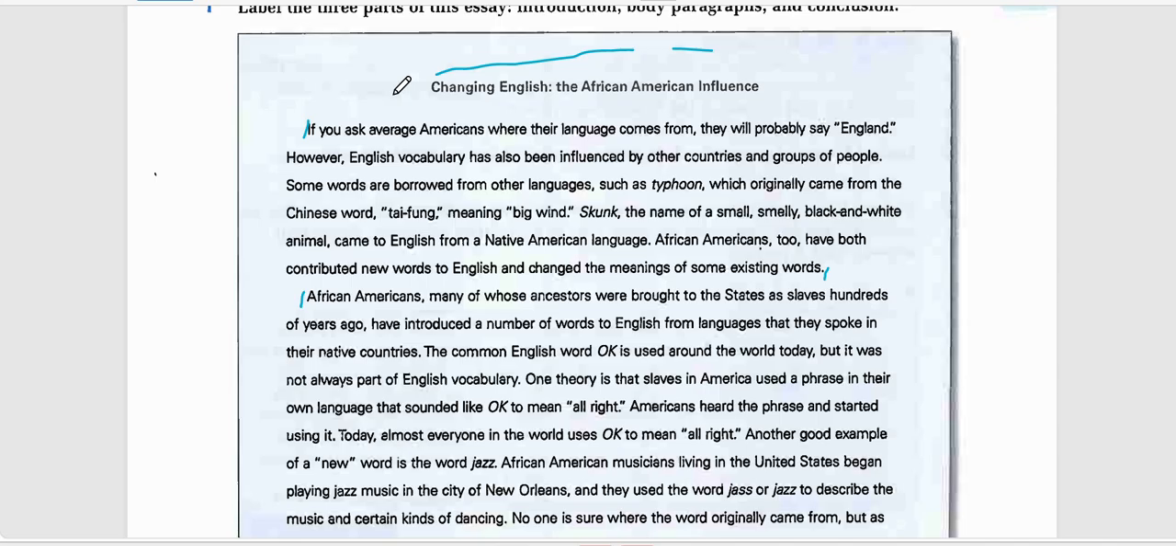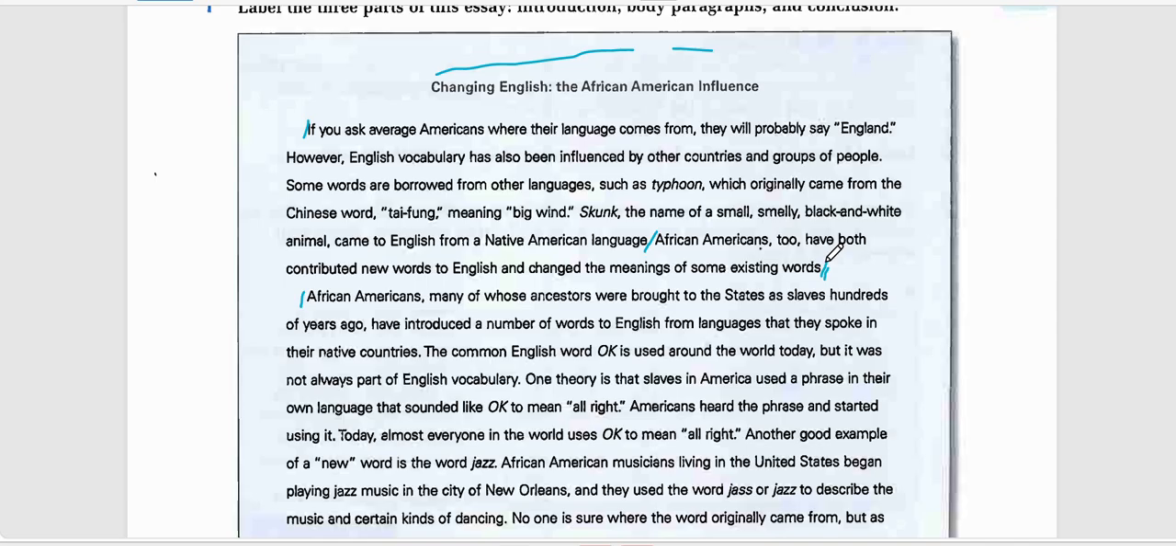So where is the thesis statement now? We should find the thesis statement here. So we read it from here until here, until the body paragraph. So I say this one is the body and the thesis statement is here.